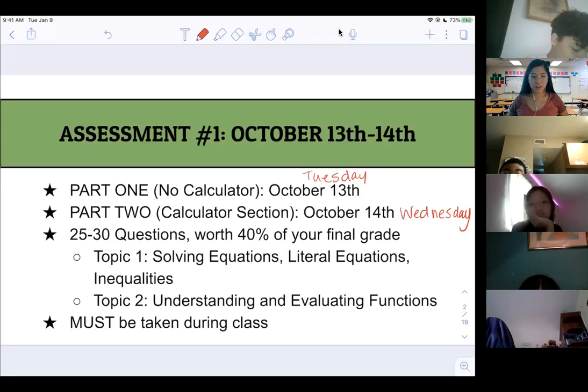The test is usually, I don't know, I haven't seen the test yet because I don't make the test. The district makes the test. So I haven't seen it, but usually it's about 25 to 30 questions in total. So it's split up between the 2 days. Part 1 is usually like 12 questions. Part 2 is usually 12 questions, a little bit more.